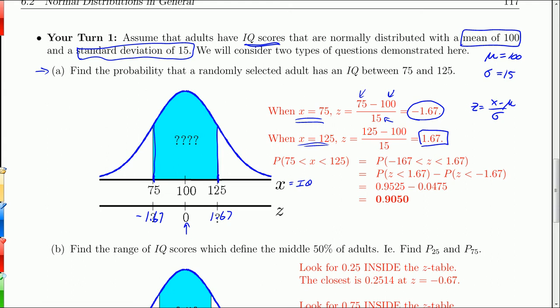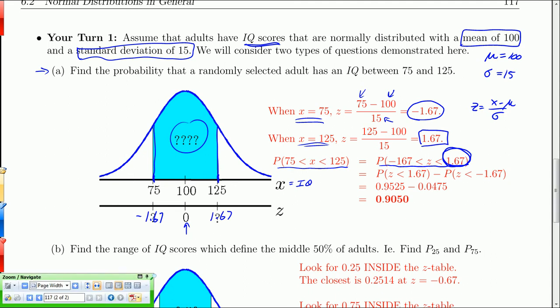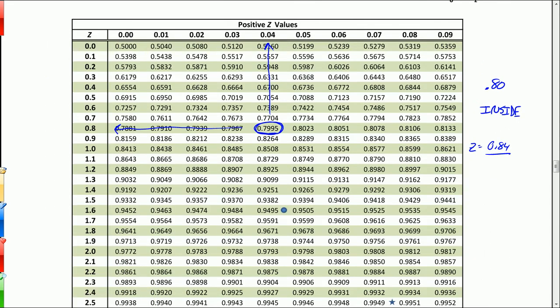Okay, so now I have to find this area. I have my z-scores. The probability that x is between 75 and 125 is the same as the probability that z is between negative 1.67 and 1.67. The way I do this is I first find the area to the left of the bigger number. So when I look up 1.67 in the table, it's a positive z-score. Let me erase this. I'm looking for 1.67. There's my 1.6, and then 7 is this column at 0.9525.